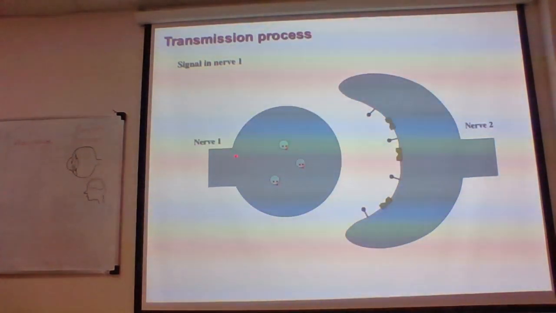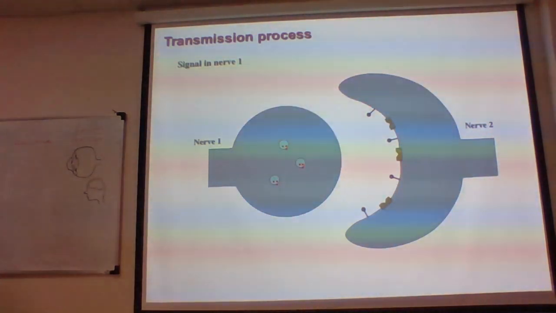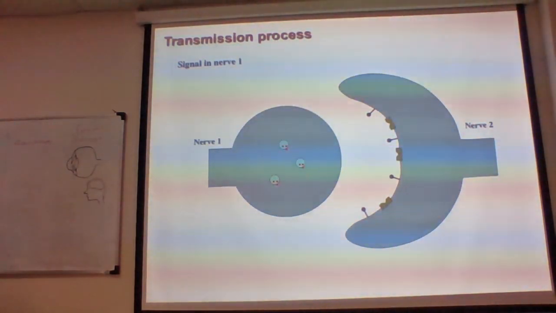So what about the transmission process? There is a signal in a nerve reaching the synaptic terminal, and the nerve then continues to the effector organ, with preganglionic and postganglionic nerves.